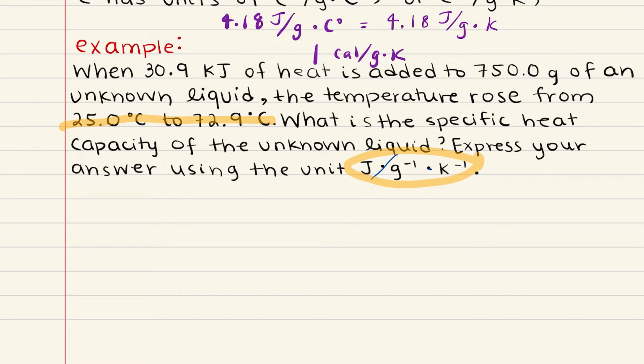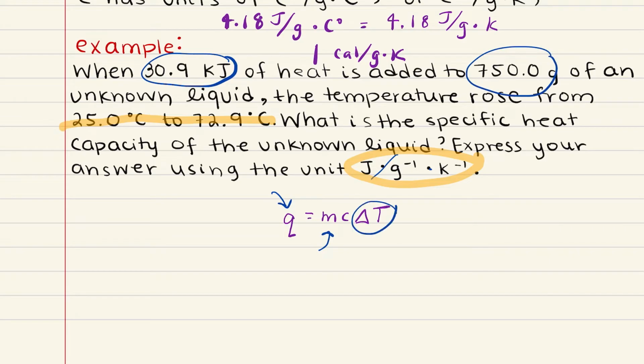Now, to solve this problem, we're going to use our equation Q equals mc delta T. In this problem, we're given Q, the heat, which is 30.9 kilojoules, and we're given the mass, 750 grams, and we're given the initial and final temperature. The goal of this problem is to figure out the specific heat capacity, which is C.